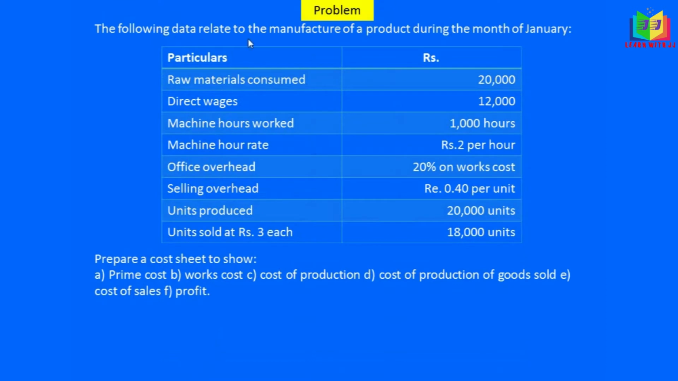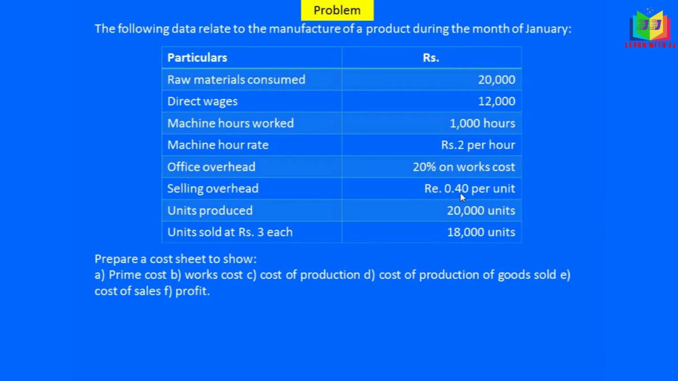The following data relate to the manufacture of a product during the month of January. Particulars and amount was given. Raw material consumed 20,000, direct wages 12,000, machine hours worked 1,000 hours, machine hour rate rupees 2 per hour. Here the machine hours and the rate per hour were given. Using this we have to find out the machine hour cost. And office overhead 20% on work cost. After finding the work cost we have to calculate 20% on that. That is the office overhead.